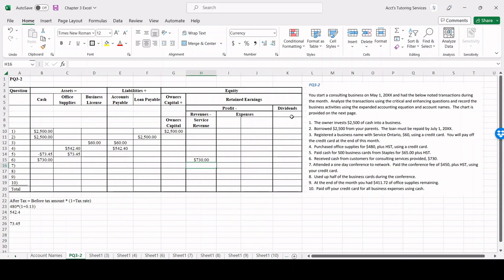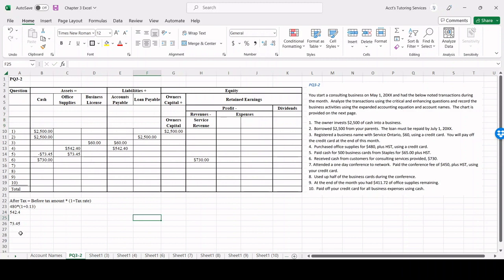Transaction number 7, we attended a one-day conference to network. So that right there is the cost of doing business. We paid the conference fee of $450 plus HST using your credit card. So we incurred an expense to help us earn revenues. Simple as that. So that's the definition of an expense.